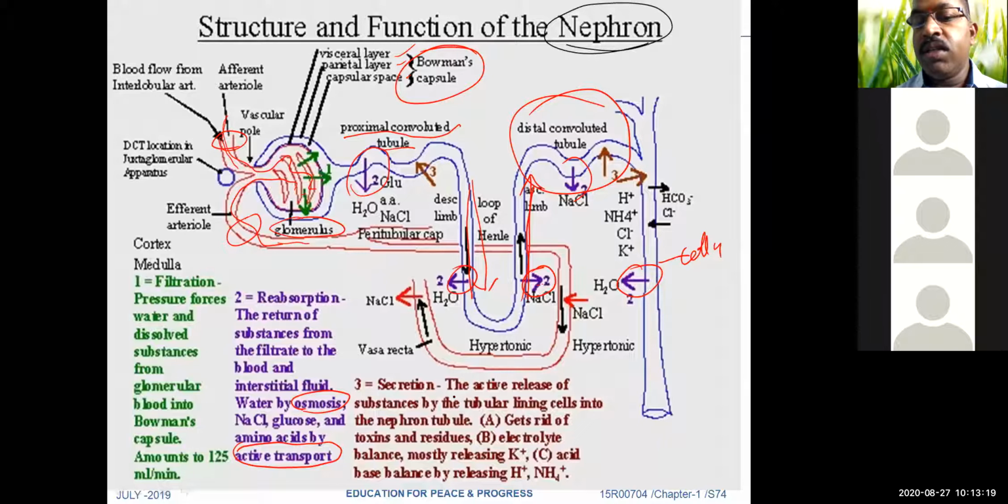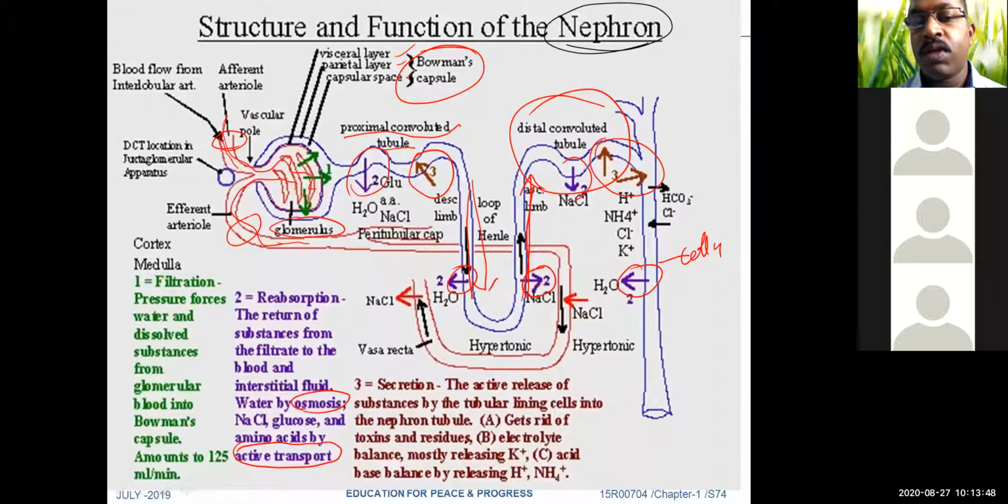And then secretion, the active release of substances by the tubular lining cells in the nephron tubule. This is represented by brown colored arrows here, mainly at 2 places. So at first, here you have again 3 ways. So it gets rid of toxins and residues.